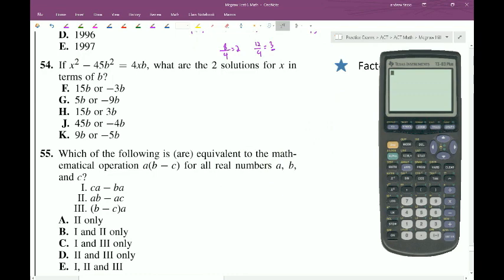What are the two solutions for x in this situation? Okay, so there's a few ways we can attack this. One of the ways is to try and plug these in and see if it works out. So we could try that.